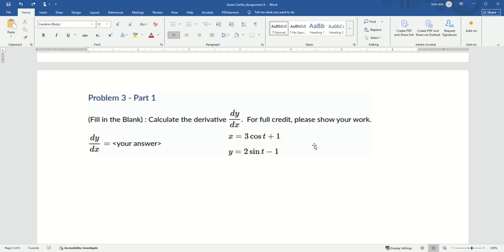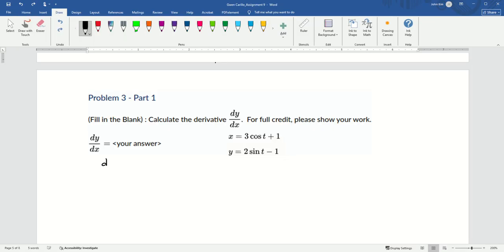Hi, so this is for one of my students who needs to find out what the first derivative is given your parametric equation. So to find dy/dx, what we can do is divide or multiply the numerator and denominator by the same thing, and we end up with the same answer.